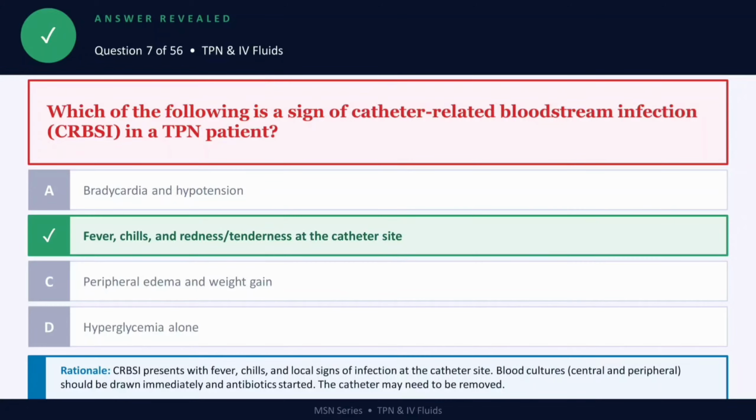Fever, chills, redness, tenderness at the catheter site. Rationale. CRBSI presents with fever, chills, and local signs of infection at the catheter site. Blood cultures should be drawn immediately and antibiotics started. The catheter may need to be removed.